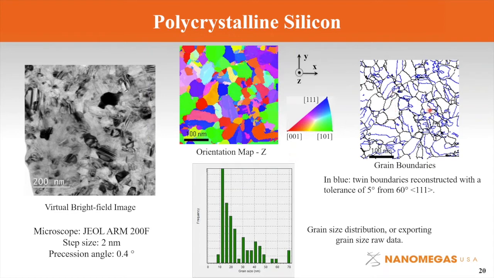Shown here, automatically generated, is a grain boundary map. The user can define the threshold for the grain boundaries. Highlighted in blue are the twin boundaries constructed here. We can also construct other special boundaries. From this grain boundary map, the grain size distribution can be extracted, or the grain size raw data can be exported so that the user can pull up the grain size data from several maps to get a larger population for better statistical analysis.